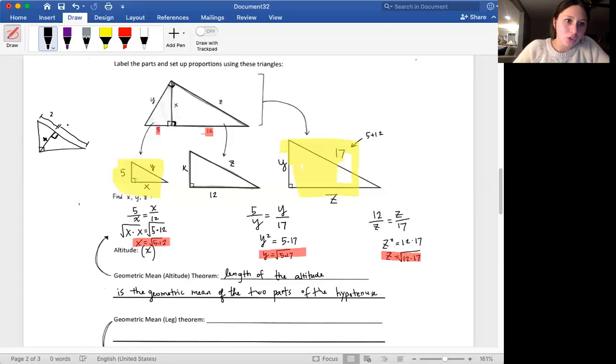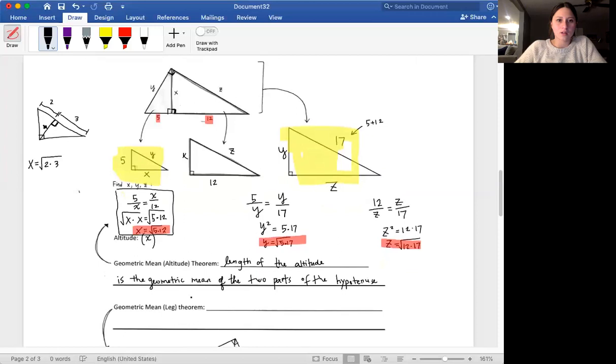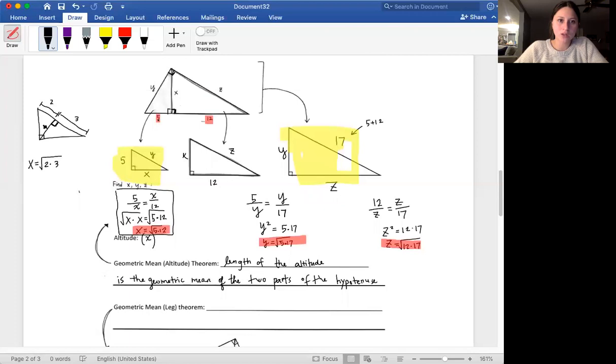If this were 2 and this were 3, the distance of x is equal to the geometric mean of the two parts. So that would be the geometric mean of 2 and 3. Okay, so that's an example that goes along with the geometric mean. That example would probably go with what we have right here. Now, as you can tell, this is the altitude, the two parts of the hypotenuse 5 and 12.